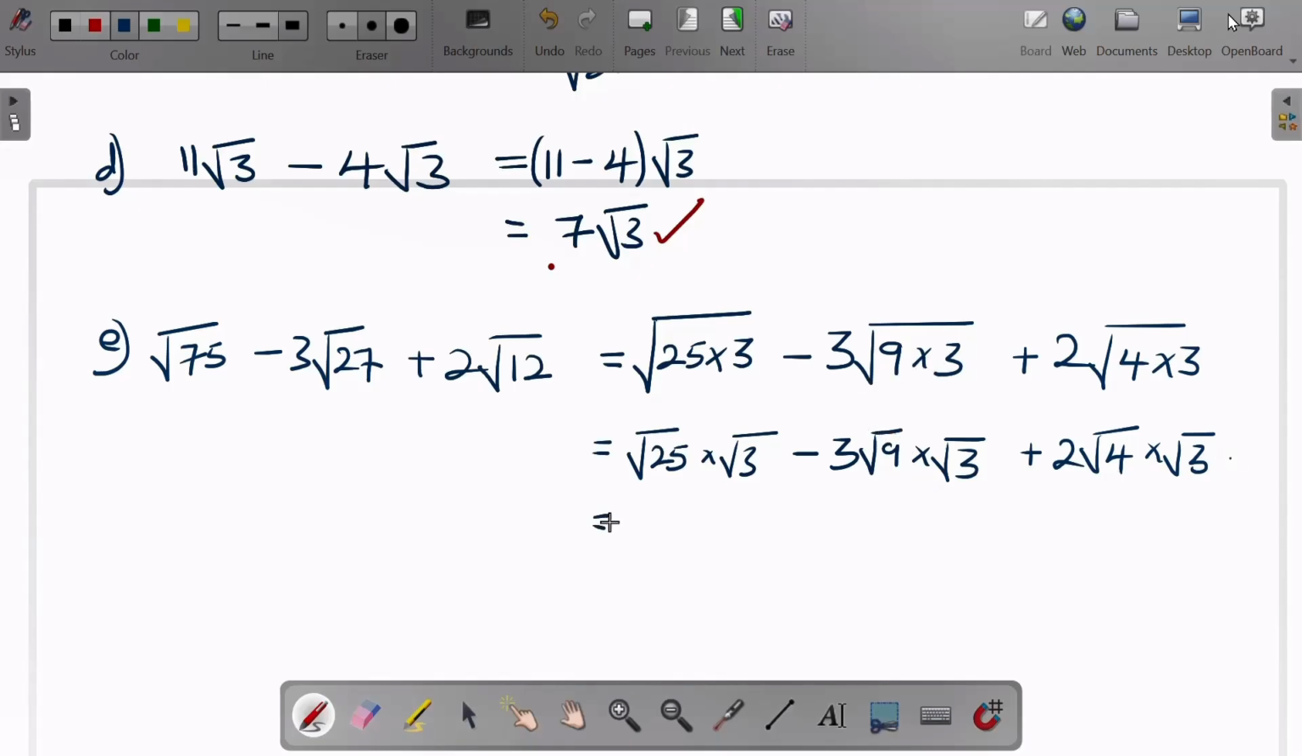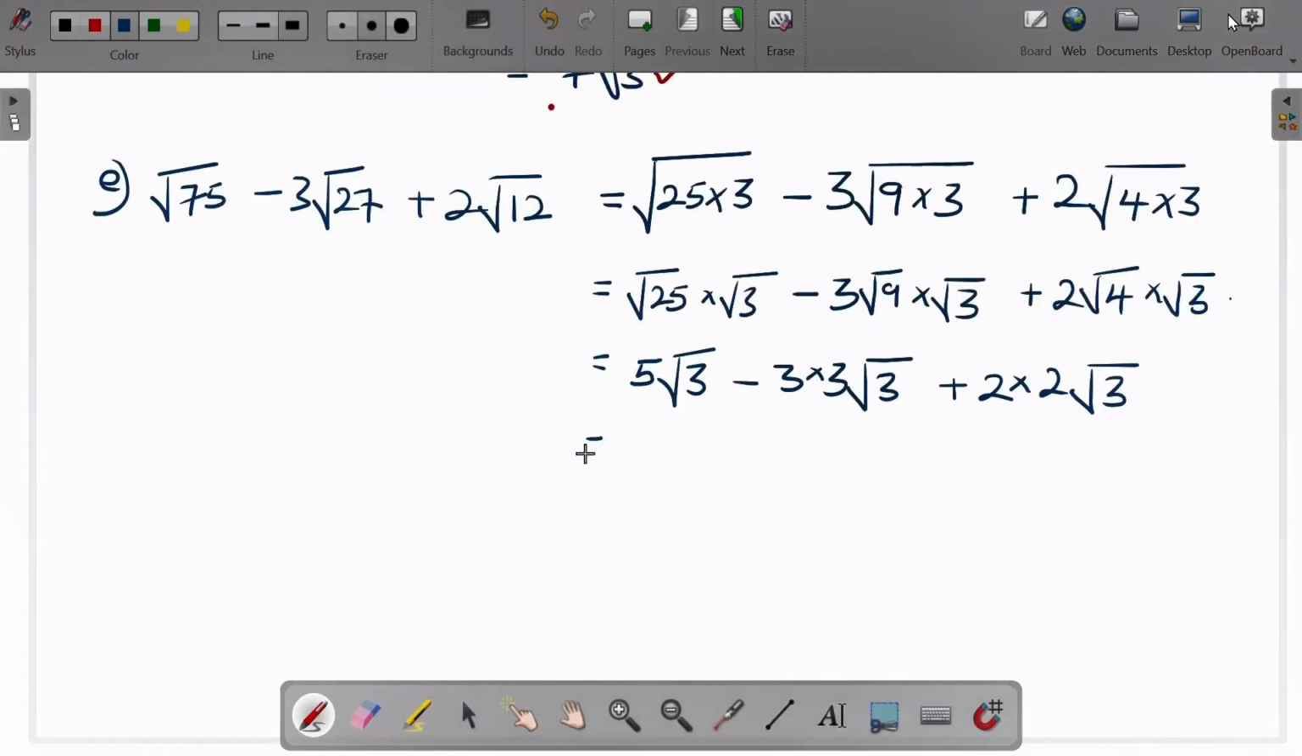We know very well that some of these ones are square numbers: 25, 9, and 4, whose square roots are 5, 3 and 2. We're going to take this positive one, multiply by the square root of 3, minus 3, since the square root of 9 is 3, multiplied by the square root of 3, plus the 2, since the square root of 4 is 2, multiplied by the square root of 3.